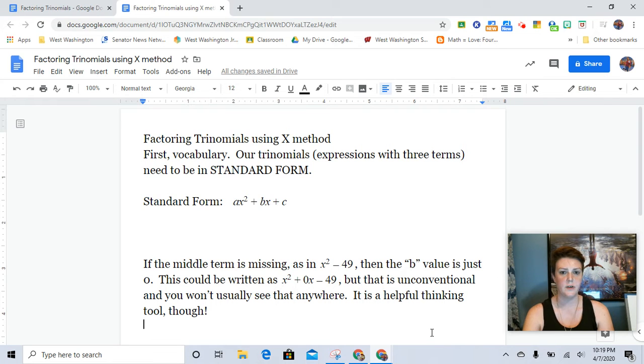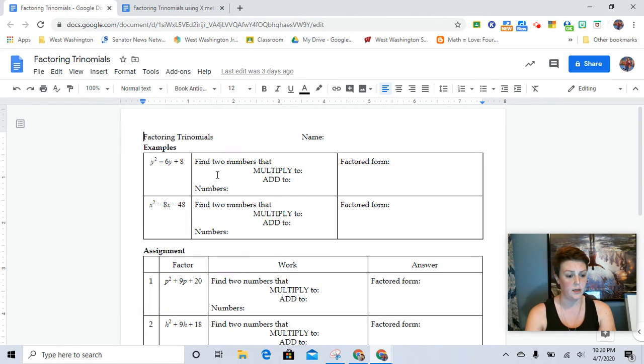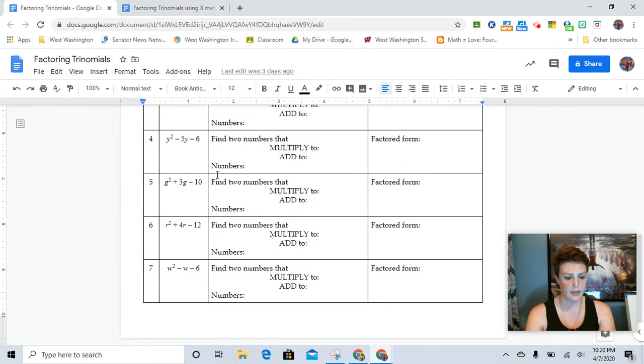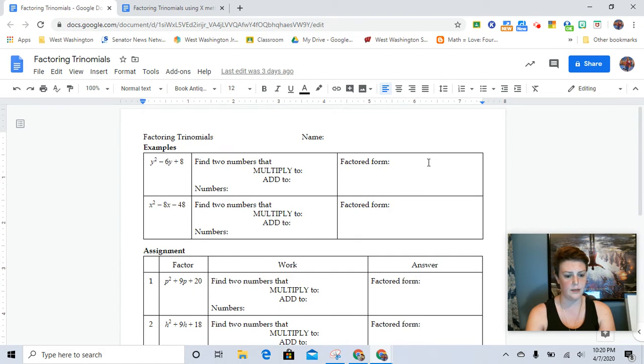Hey, Algebra 1. So yesterday we had a pretty easy day with the diamond puzzles, and those were getting us ready to think about how to factor trinomials. So here is just some notes that I wanted you to have, and then also attached is your assignment, and we will be doing these two examples here in just a moment.